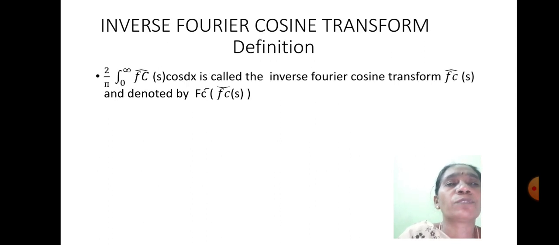Next, inverse Fourier cosine transform. Definition: 2 by pi integral 0 to infinity of Fc cap of s cos sx dx is called the inverse Fourier cosine transform of Fc cap of s, and it is denoted by small fc cap of s.